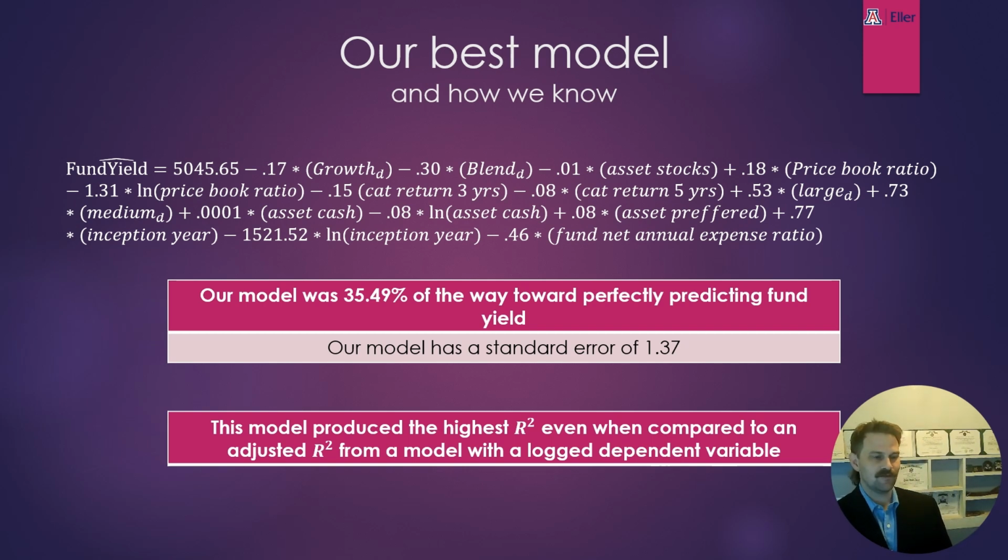This model is pretty big. Don't worry about it. You don't have to read it all. But our best model was 35.49% of the way toward perfectly predicting a fund yield. Our model had a standard error of 1.37%, meaning that our model on average was going to be off by 1.37%. We know that this model was the best model we were able to produce because it had the highest R squared and the lowest standard error, even when compared to models that we had created where we logged the dependent variable. And when we calculated an adjusted R squared, this model still came out on top.